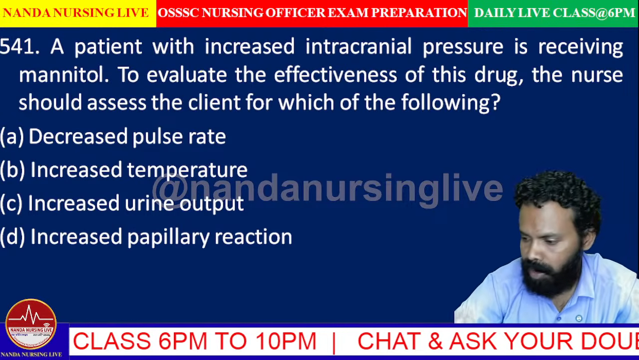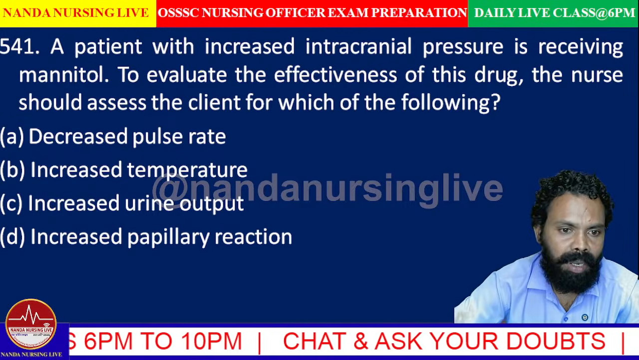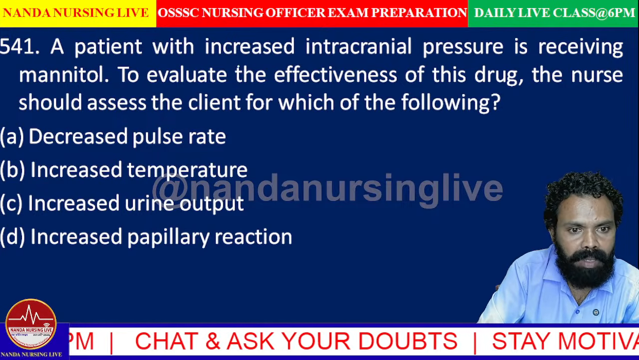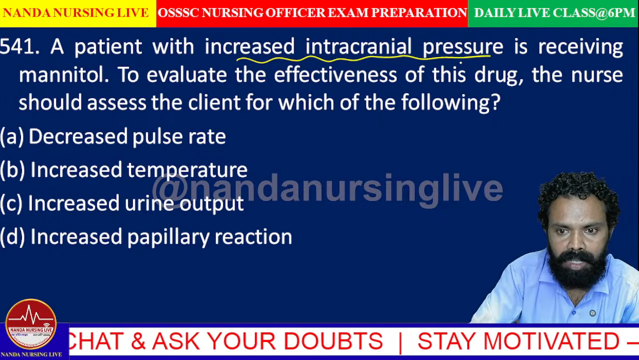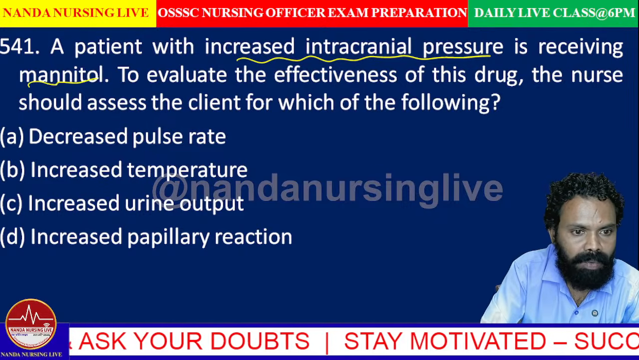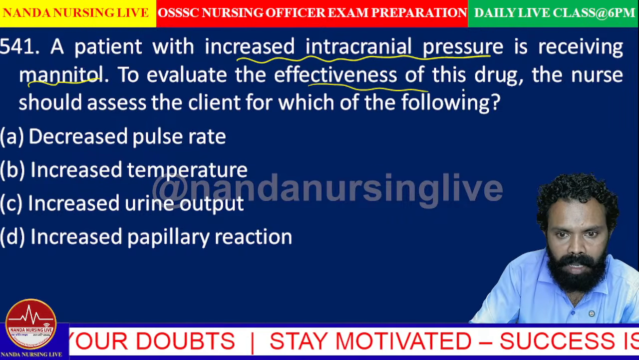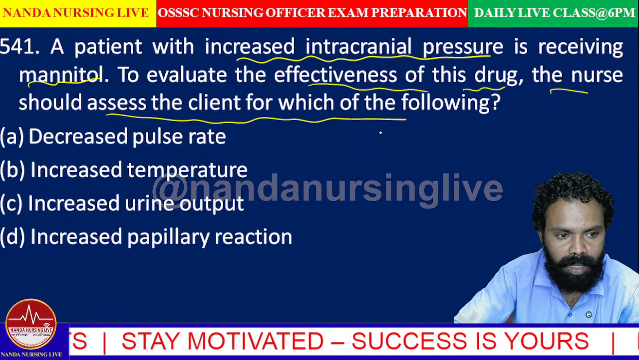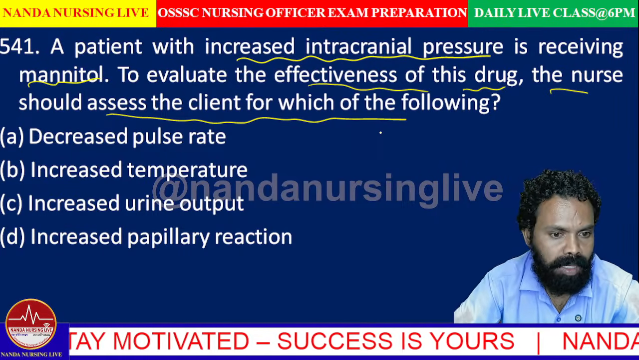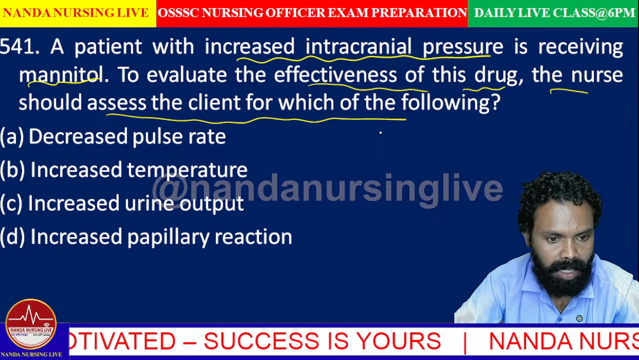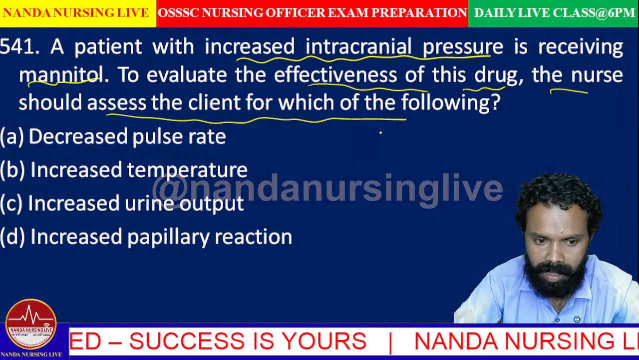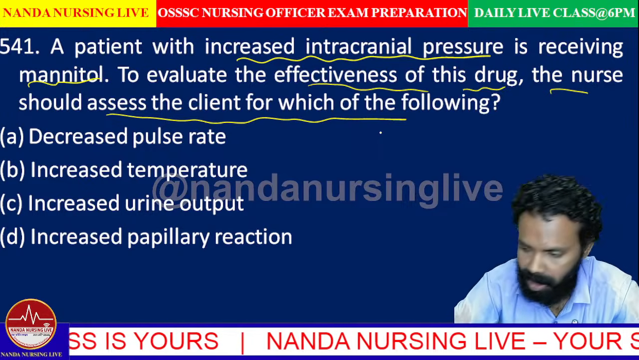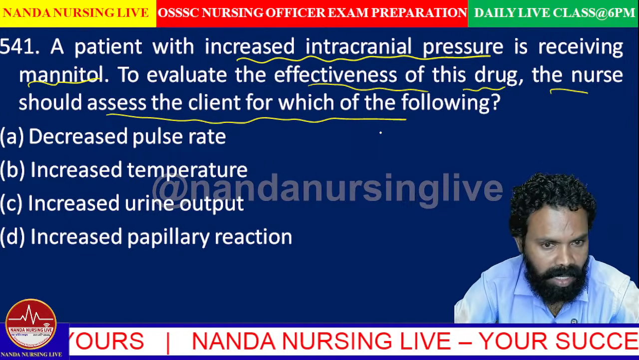Next question, question number 541: a patient with increased intracranial pressure, ICP, is receiving mannitol. To evaluate the effectiveness of this drug, the nurse should assess the client for which of the following? Option A is decreased pulse rate, option B is increased temperature, option C is increased urine output, option D is increased pupillary reaction. So which option is the correct answer?